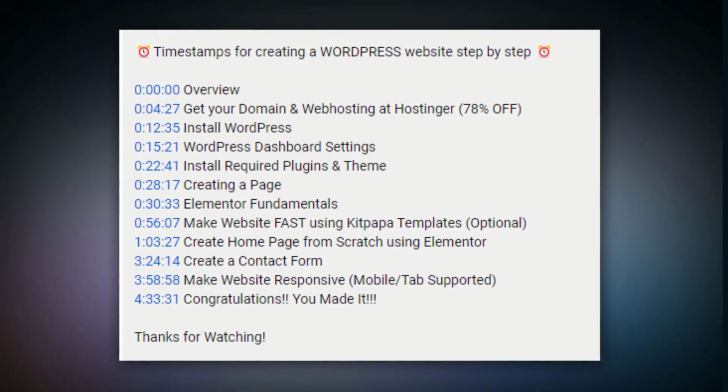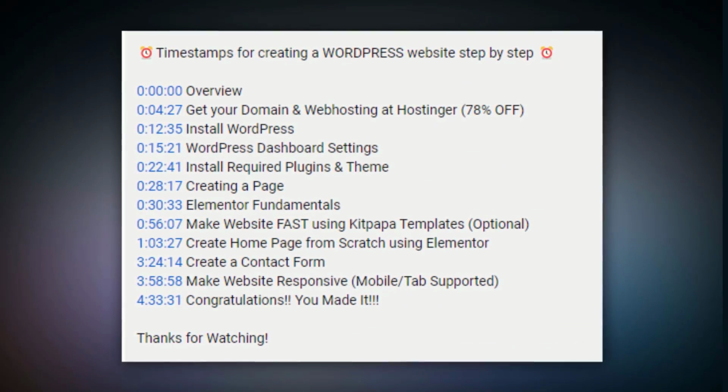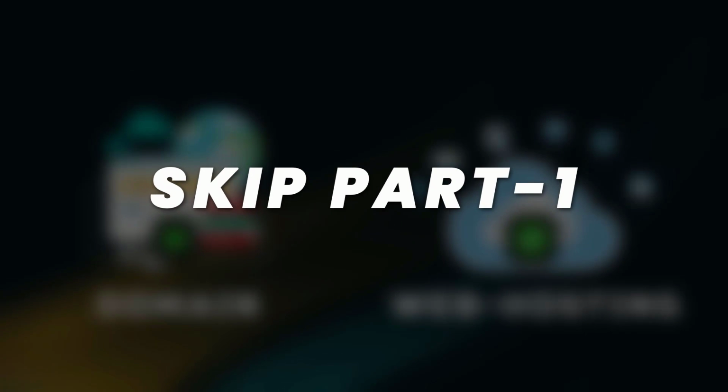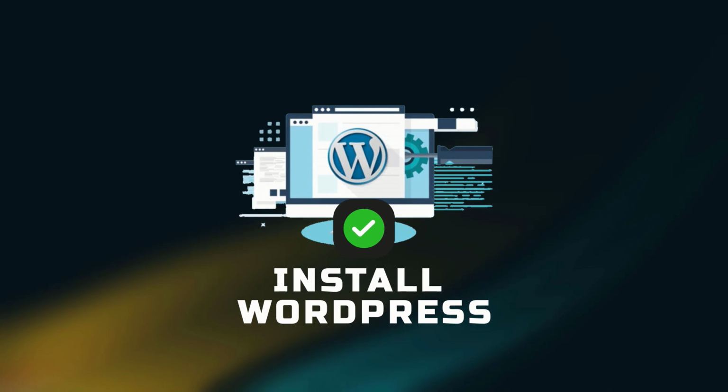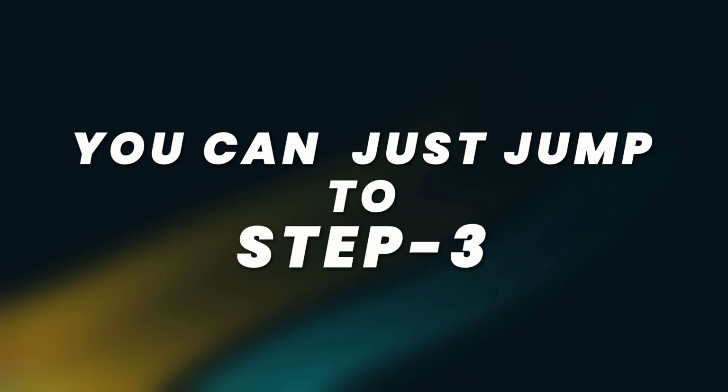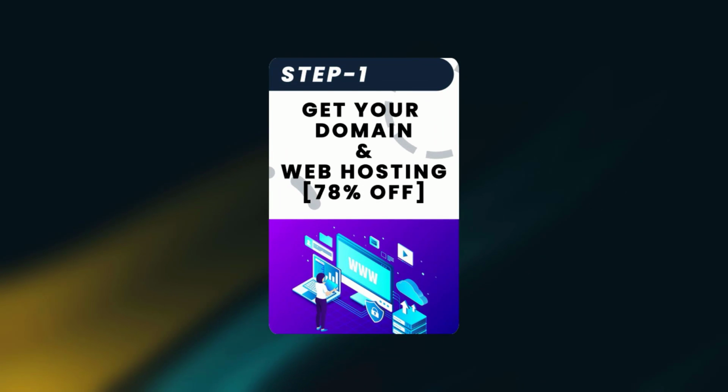Also, I will be adding a timestamp in the description so you can always jump into the necessary part you need. If you already have your domain name and web hosting, you can skip part 1. And if you have installed WordPress inside of your web hosting, then you can skip part 2 as well. You can just jump into step number 3 by following the timestamp. Alright, let's now start with step number 1, which is to get your domain name and web hosting.